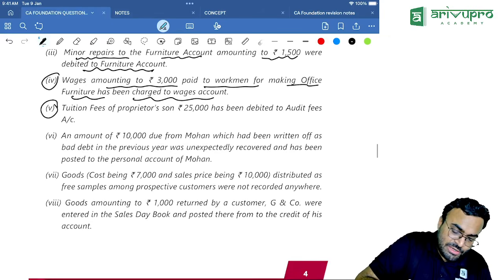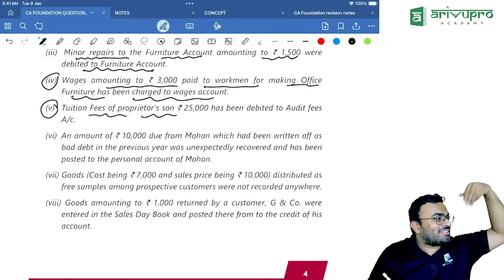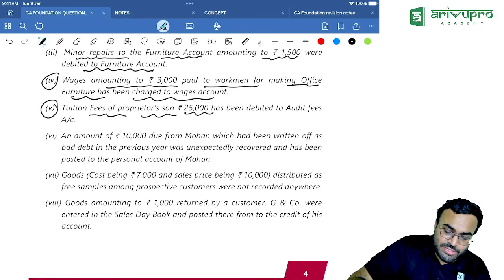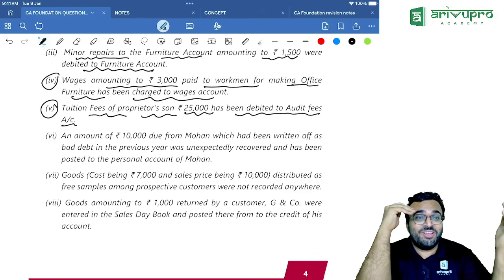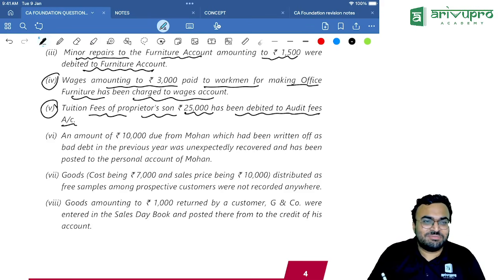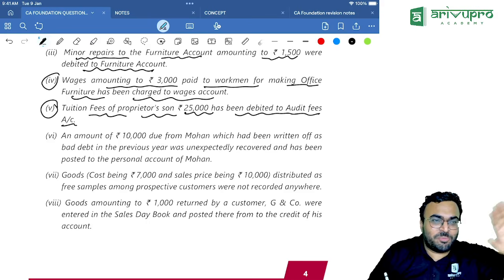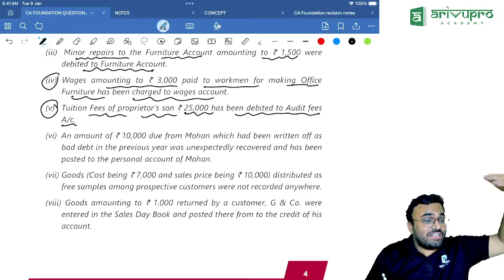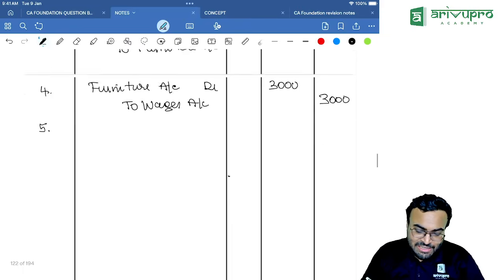Fifth one. Tuition fees for proprietor's son, owner's son, 25,000 has been debited to audit fees account. Owner's son tuition fees, what they paid, right? They put it on your head. Now, what is the correct entry for this?